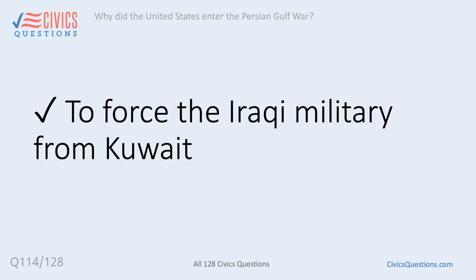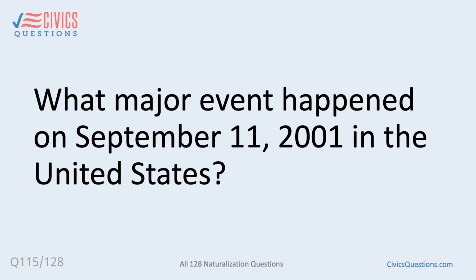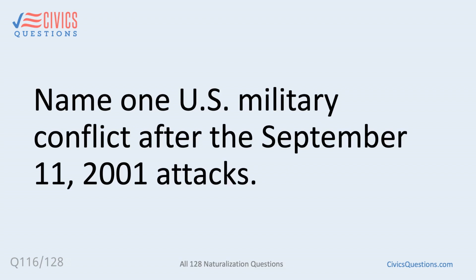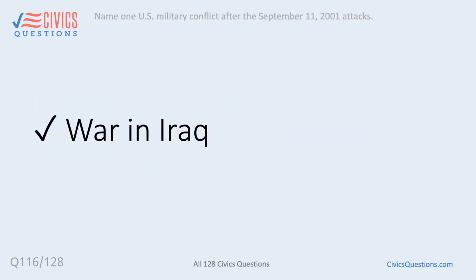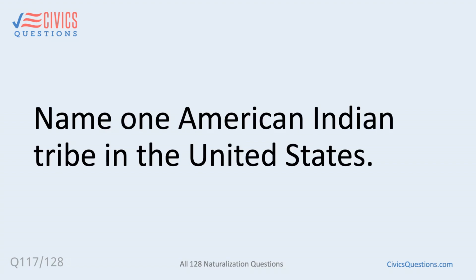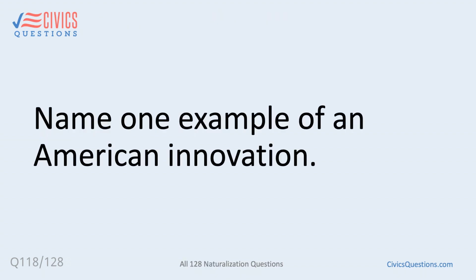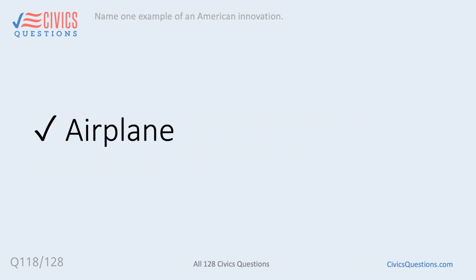Why did the United States enter the Persian Gulf War? To force the Iraqi military from Kuwait. What major event happened on September 11, 2001 in the United States? Terrorists attacked the United States. Name one U.S. military conflict after the September 11, 2001 attacks. War in Iraq. Name one American Indian tribe in the United States. Cherokee. Name one example of an American innovation. Airplane.